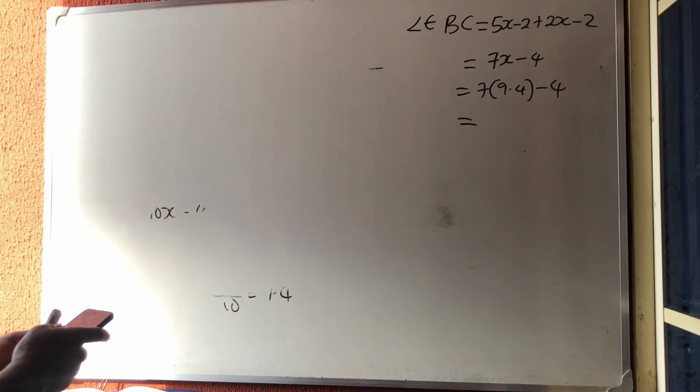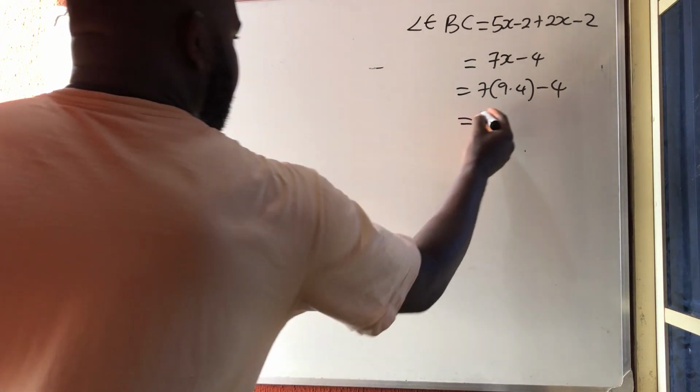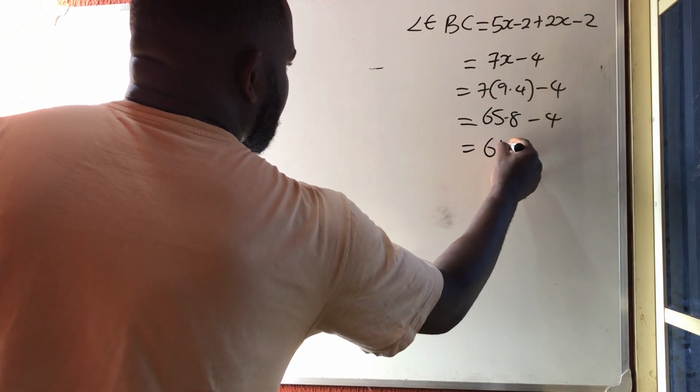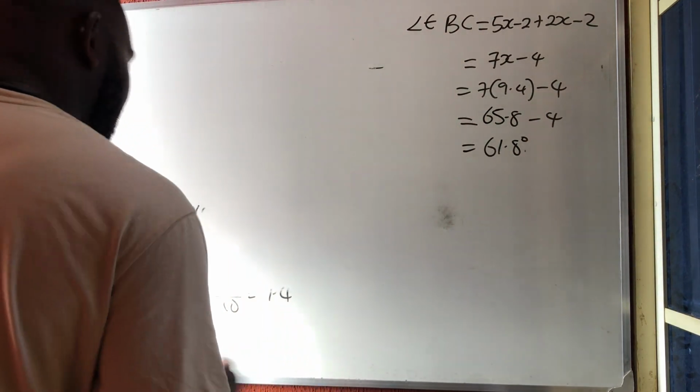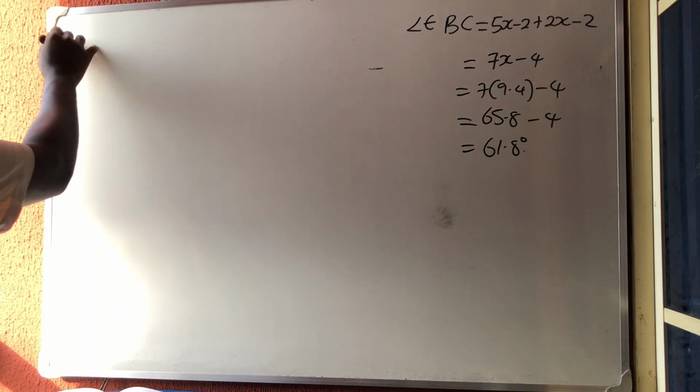So we have 9.4 times 7, we get the answer, which is 65.8, then minus 4, which is what? 61.8 degrees. As simple as that. So the next one, number 2.